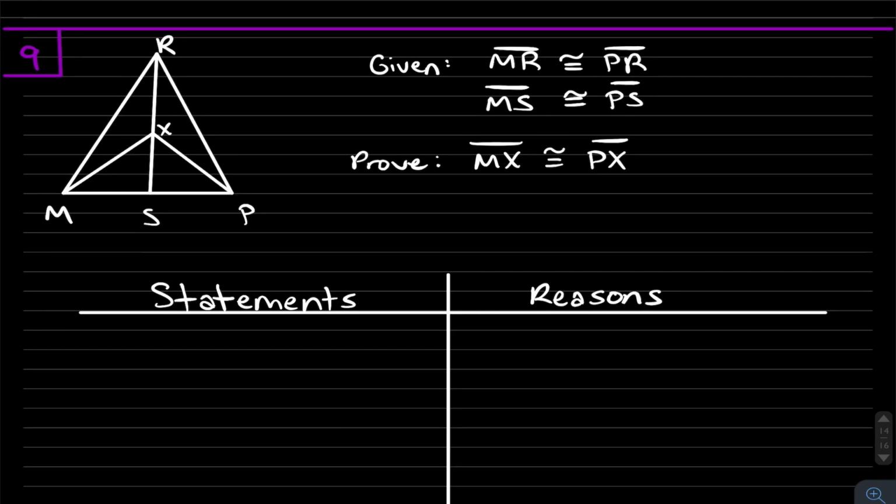Okay, so again, 2 more to go here. We have problem 9. We are given that MR is congruent to PR, and we're given that MS is congruent to PS. So for this proof, we're just given things that are congruent. That's not going to tell us anything else about the triangle other than these 2 things being congruent. So let's just start writing these things down. We know that MR is congruent to PR, and we know that MS is congruent to PS. Those are given.